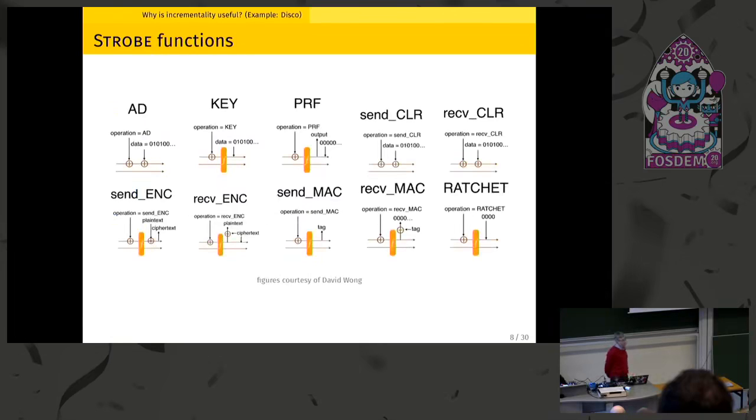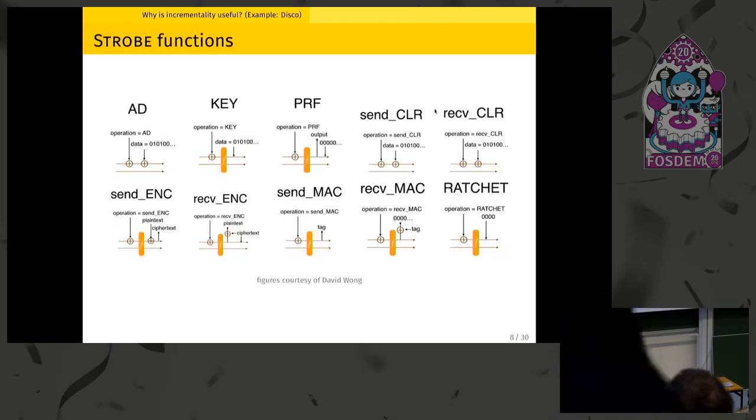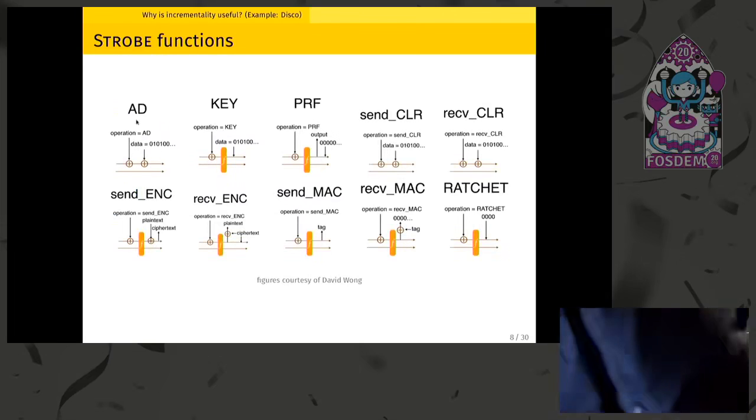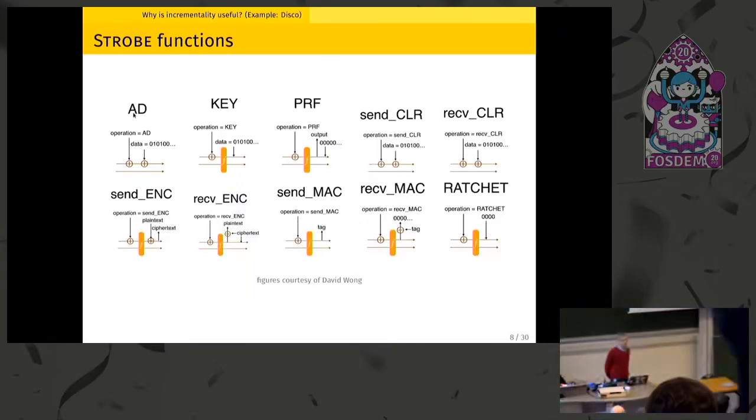Concretely, what can you do with the Strobe protocol? These are the functions. You can have some associated data, that is some data that does not need to be encrypted, but you need to authenticate. You can input a secret key. Actually, you would start with inputting the secret key. You can get some output, PRF. And then there's this notion of client-server communication.